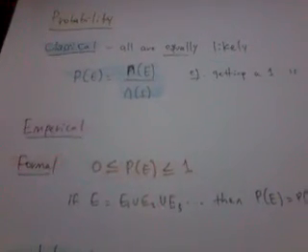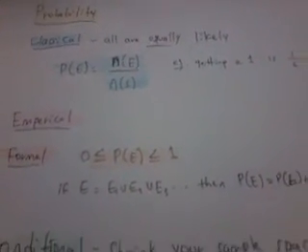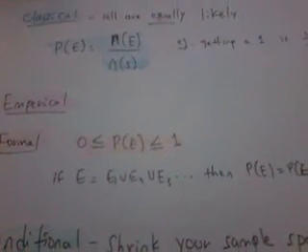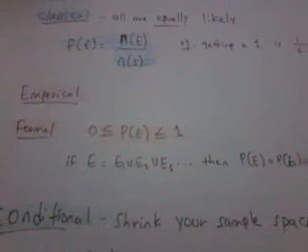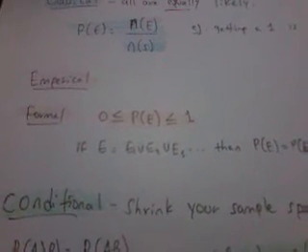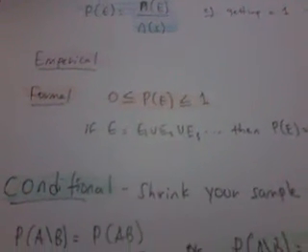Next, we have empirical. We won't go deep into this. Empirical just means let's try everything before we can find out. So let's toss the coin a million times and see the ratio of occurrence and non-occurrence of heads. Okay, let's go to formal.